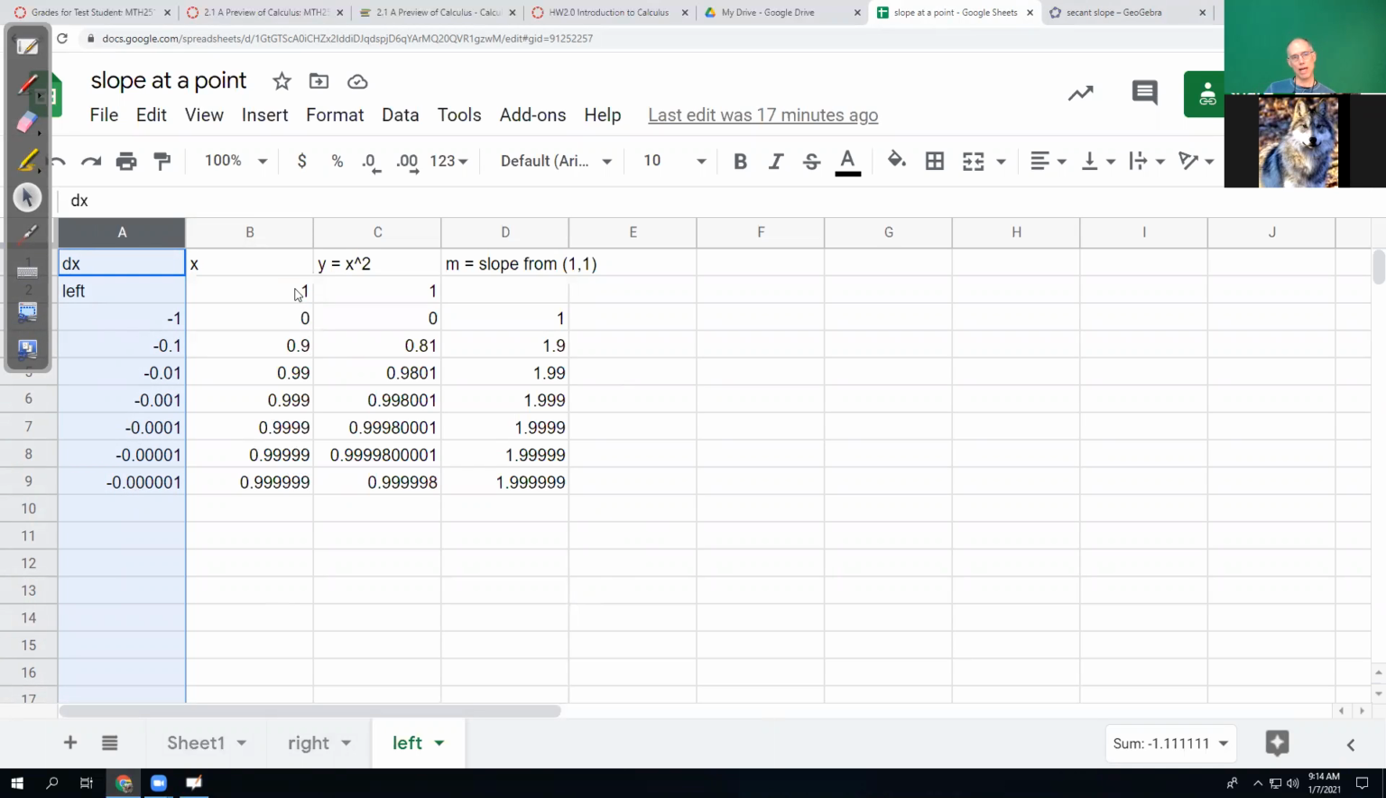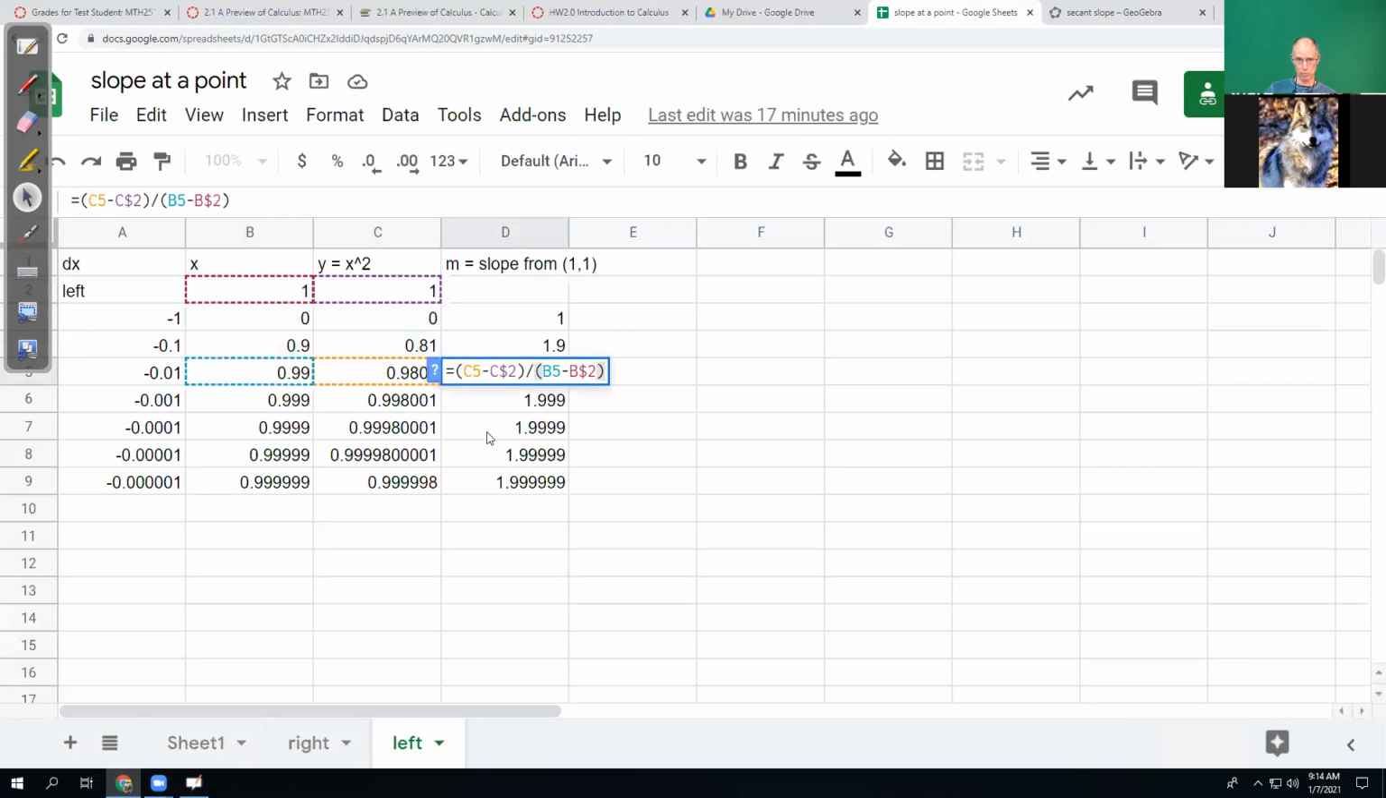But here you can see my x values. I'm starting at the point 1, 1. I'm going back to the point 0, 0, and I'm checking to see what's the slope between these 2 points right there. And then the next line here, the slope of 1.9, that's from the point 1, 1 to the point 0.9, 0.81. And so if I double click on one of these slopes, you can see the 2 points I'm using to get the slope.